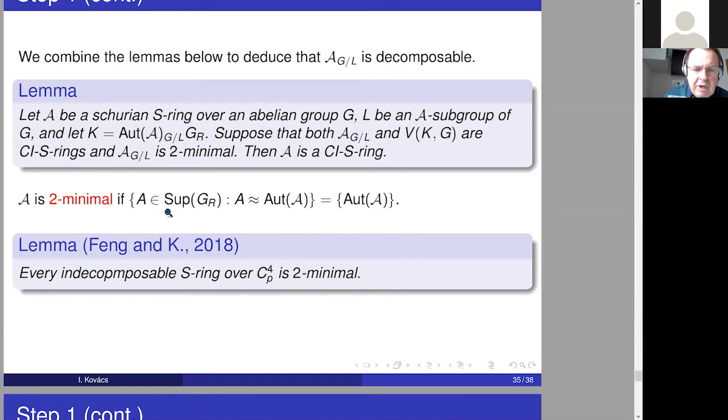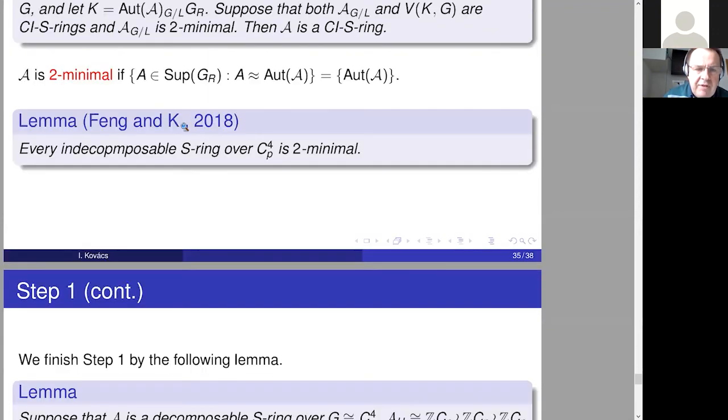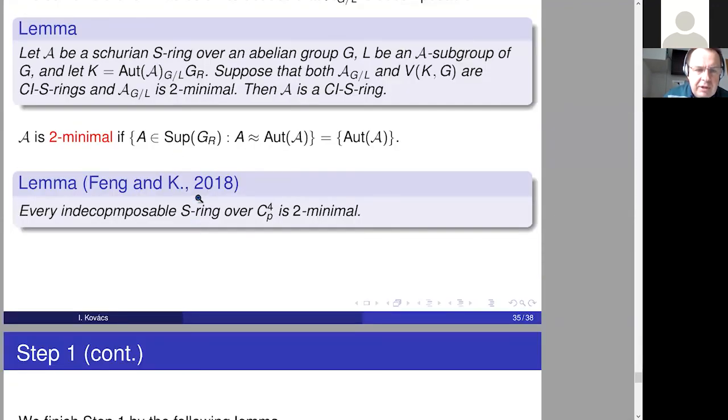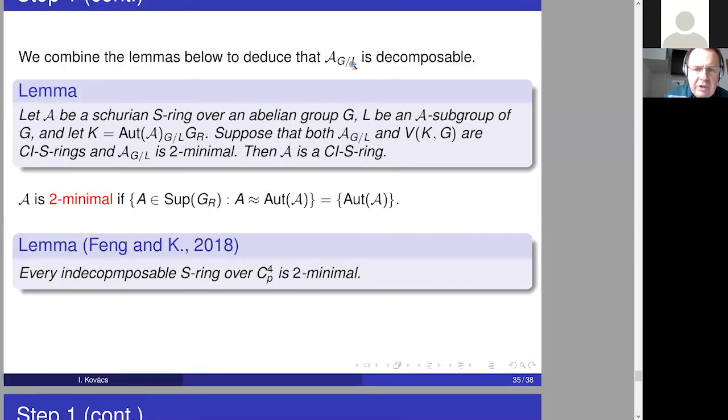And if you can manage to prove that this is the unique S-ring, there is no smaller group which induces the same S-ring, then we say that it is minimal. And we use the lemma which Yang-Chan Feng and myself proved later, that every indecomposable S-ring over Z_p^4 is minimal. So here is an S-ring over Z_p^4. If that would be indecomposable, that would be minimal. That condition would be satisfied.